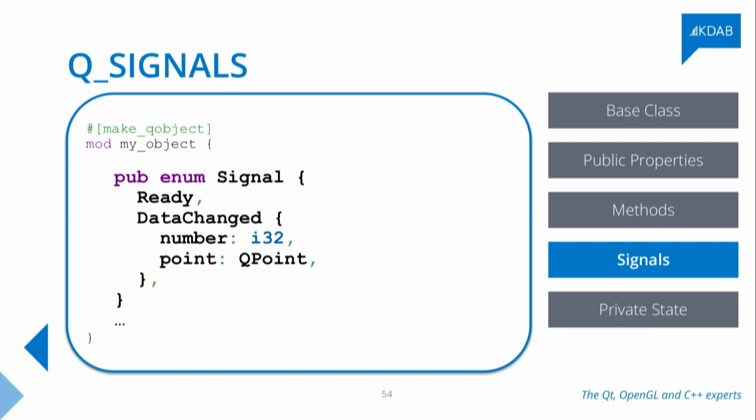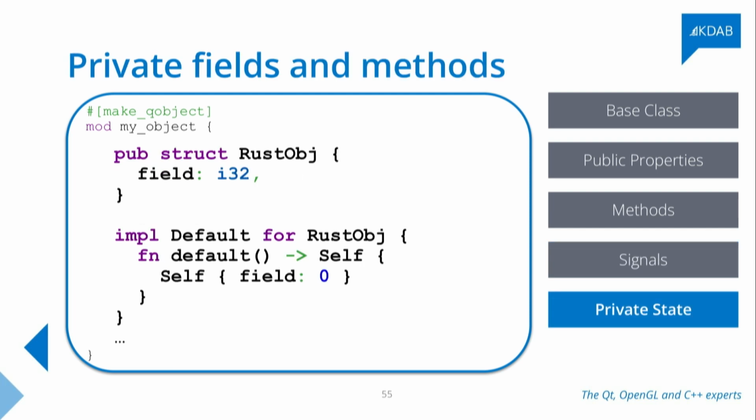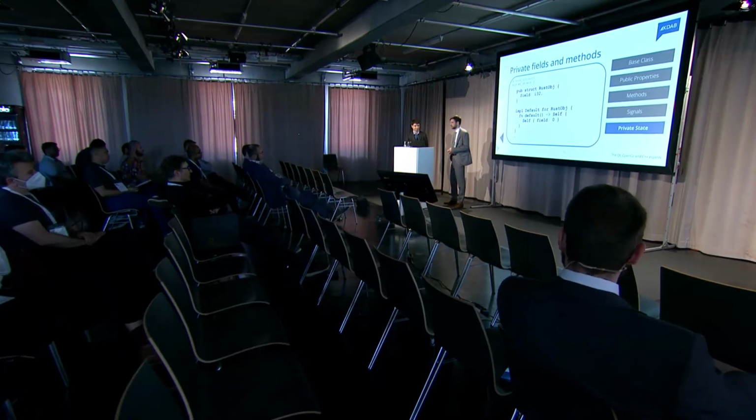And then, as the last piece of the puzzle, we can also define private state and private code on our Rust object. We can have any Rust data. It doesn't need to be transferred to C++ or anything. This is just normal Rust code. And you can also use, for example, these traits, which in this case would generate the default value that your Rust object is going to have when you construct your QObject from C++.